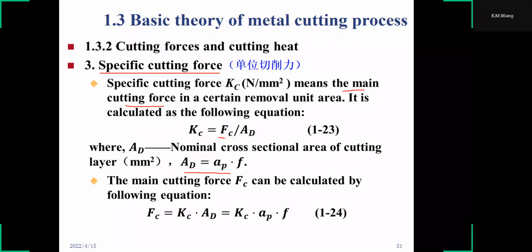depends on the shear strength of the material, the degree of plastic deformation, and the friction between the work and the cutting tools. Generally, the harder and stronger the material, the higher the shear strength, and the larger the cutting forces.